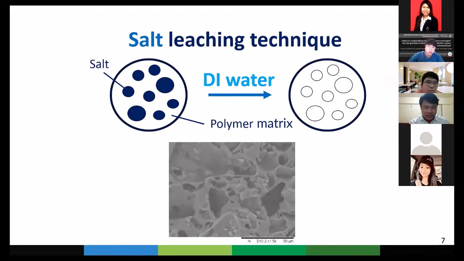This allows us to control the absorption and release rate by controlling the pore size and adjusting the porosity of the material.